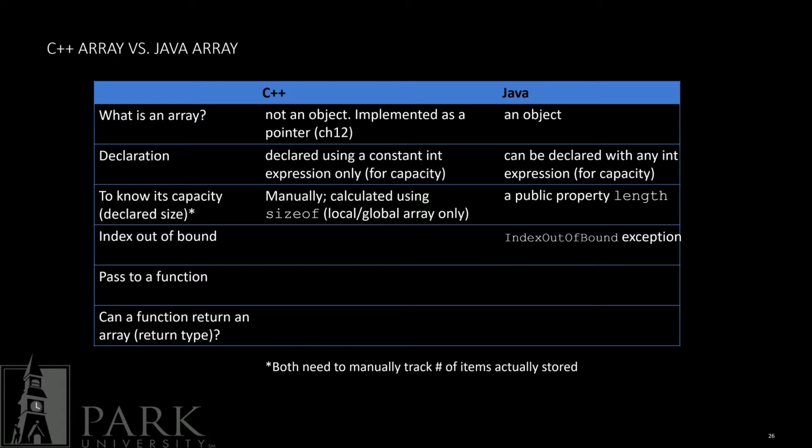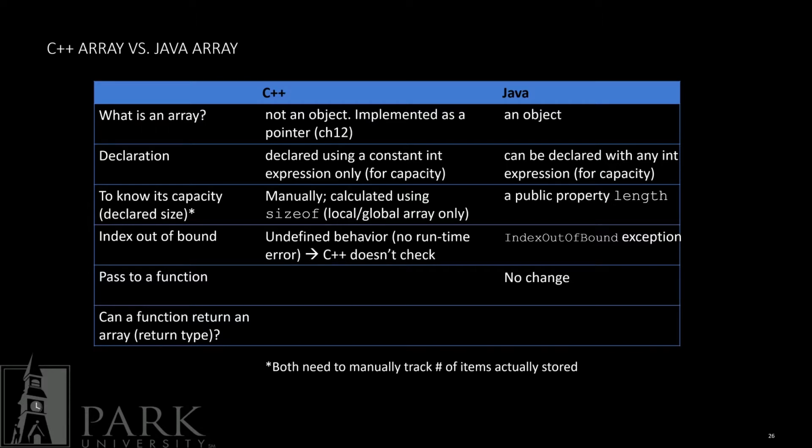In Java, you can get an index out of bounds exception if you try to access beyond the array's bounds. C++, no such luck, right? You're just going to get undefined behavior depending on the type of compiler that you're using. And so you have to be especially careful in C++ not to go outside of your array bounds.